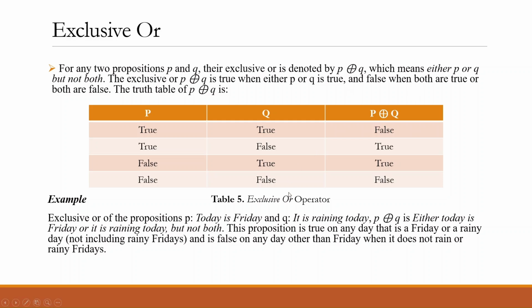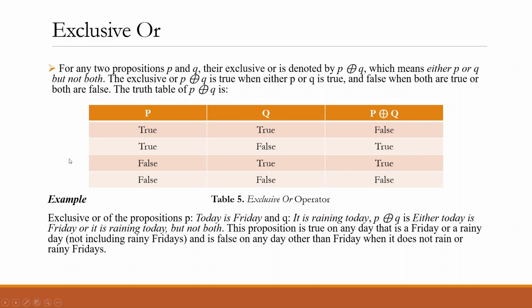And here we have the table for the exclusive OR operator. Basically, it is true when the propositions have different truth values. So when P is true and Q is false, we have true. When P is false and Q is true, we have true, okay? But when they have the same value, for instance true, true, or false, false, the result is false.